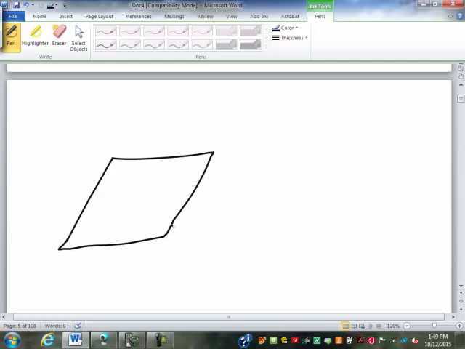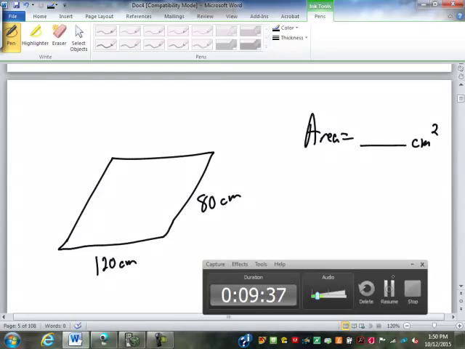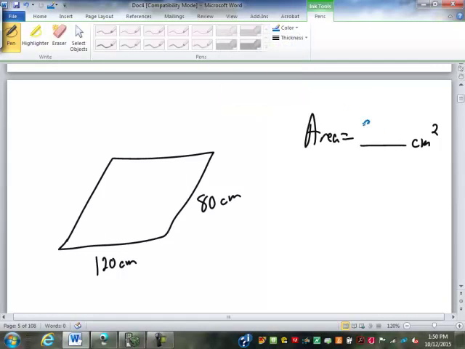So for this one, find the area. So you come up with 9,600 square centimeters, right? What's that going to be in square meters? 0.96, good. On the chart, centimeters to meters is 2 spots to the left, but it's squared, so each spot is 2 decimal places, so it's 4 decimal places. 1, 2, 3, 4.